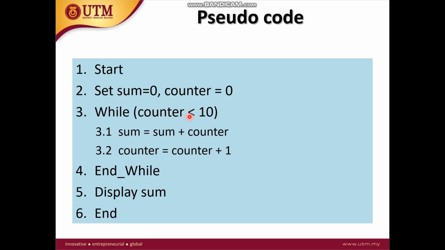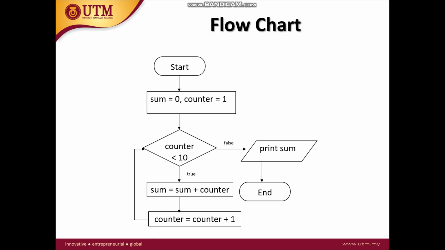Okay, it starts from 0 up to 9. So it is calculating the summation of all of them. When it comes to 10, the condition is going to be false. It directly comes to this point. And finally we are displaying the summation of those 10 numbers, and the end of our while loop.